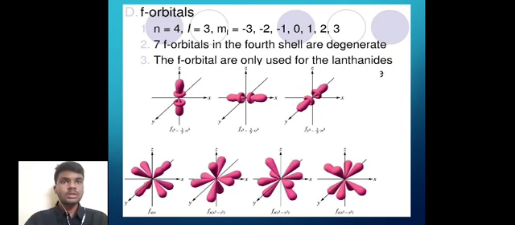F orbitals. n equals 4, l equals 3, m sub l equals minus 3, minus 2, minus 1, 0, 1, 2, 3. The 7 f orbitals in the fourth shell are degenerate. The f orbitals are only used for the lanthanide series, and you can observe that.